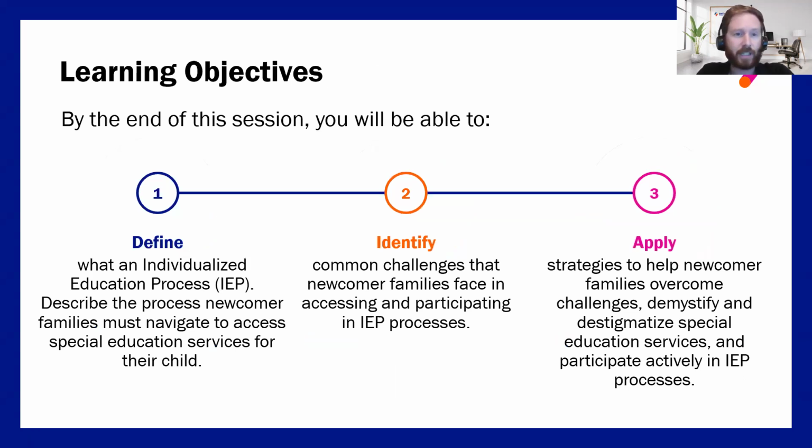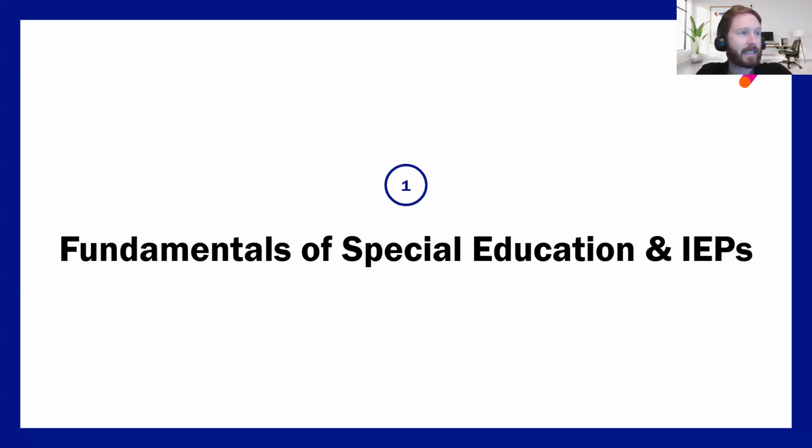Now let's get into our learning objectives. By the end of this session, you will be able to: 1, define what an individualized education plan, IEP, is, and describe the process newcomer families must navigate to access special education services for their child. 2, identify common challenges that newcomer families face in accessing and participating in IEP processes. And 3, apply strategies to help newcomer families overcome challenges, demystify and destigmatize special education services, and participate actively in the IEP process. Now, without further delay, I'd like to pass it on to Monica to get things going.